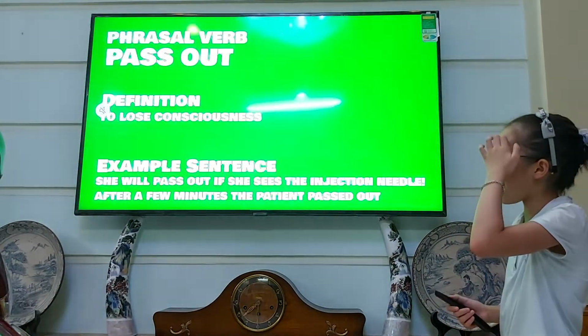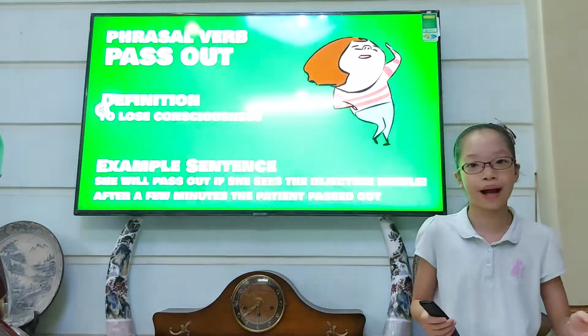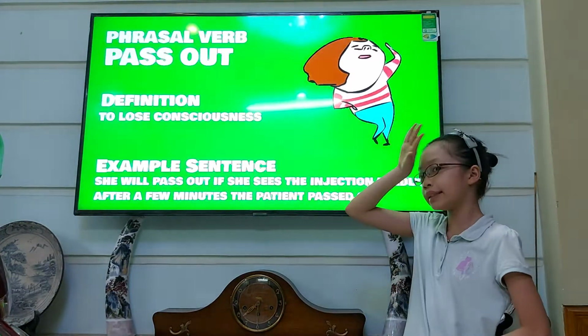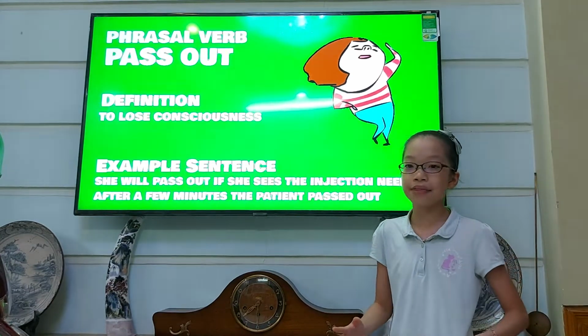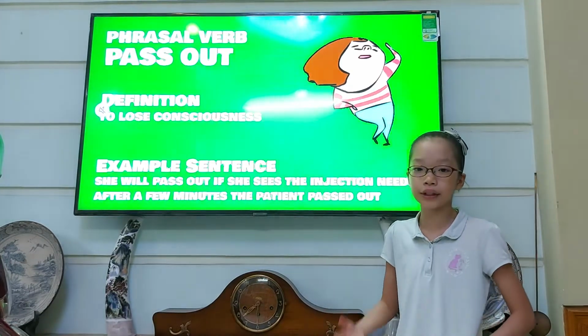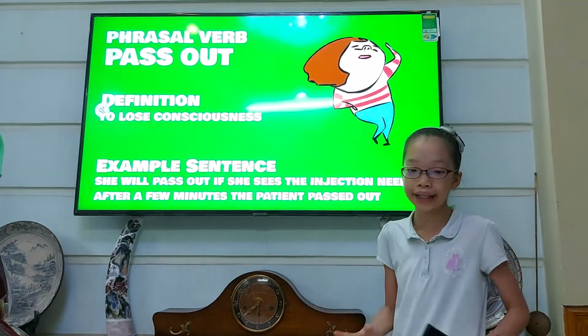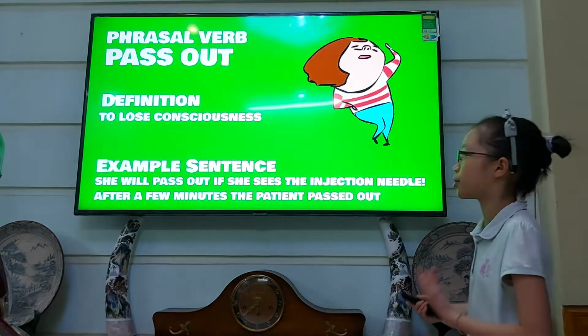Here you have the phrase pass out. The phrase pass out is quite similar to pass away, but a little bit different. Pass away means to die, right? But pass out means you're too tired and then you just lie down for a little bit. You're exhausted and you can't do any work at all. So pass out: to lose consciousness.